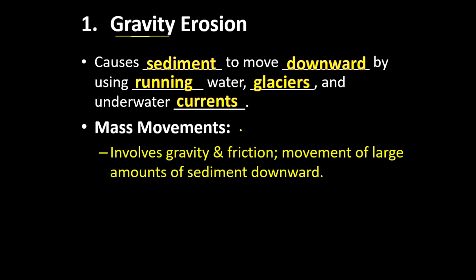So the most common type of gravity erosion really is known as a mass movement, and it involves any sort of gravity and friction moving down large amounts of sediment. For example, a landslide, or an avalanche. So we have a landslide, and again, apologize for the handwriting, or an avalanche.